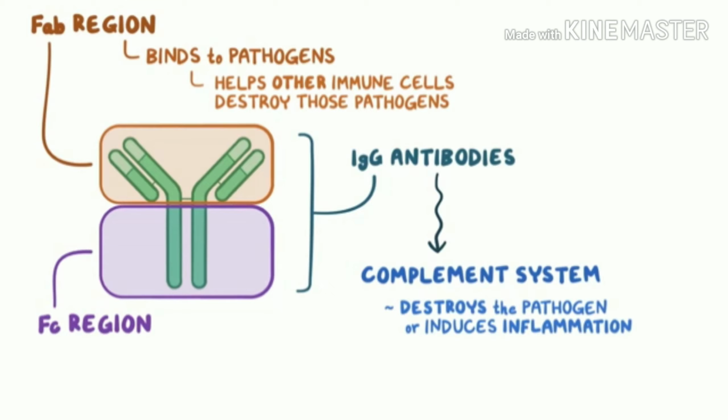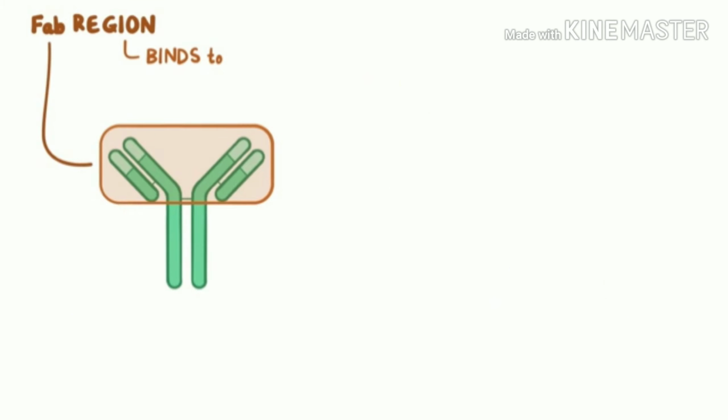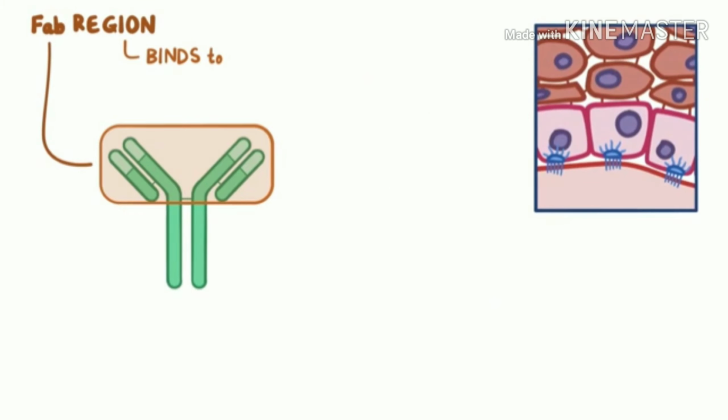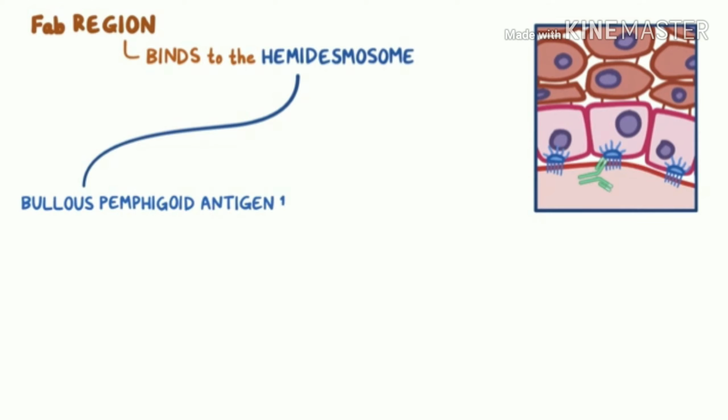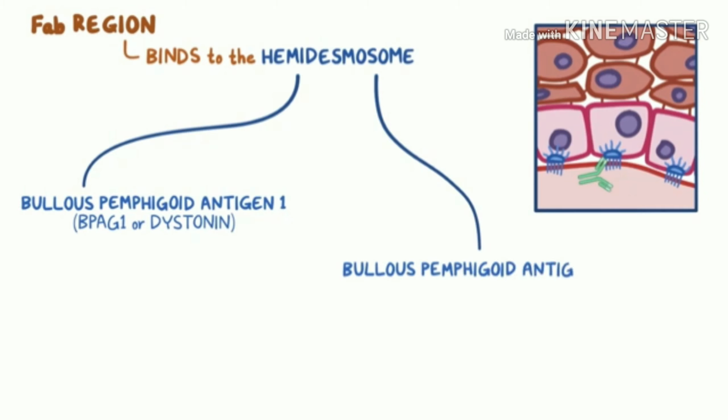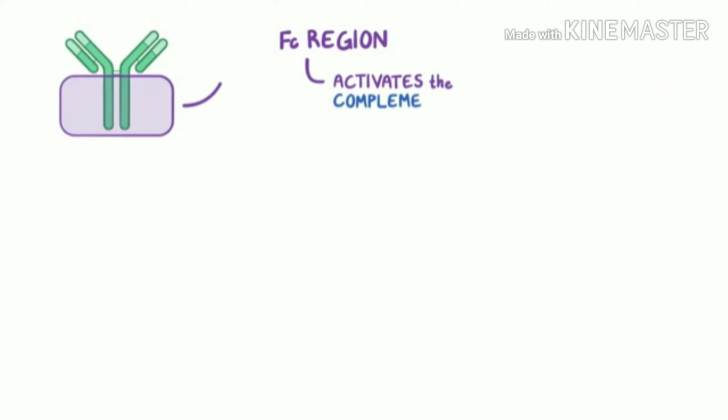The antibodies can also activate a part of the immune system called the complement system, which destroys the pathogen or induces inflammation. In Bullous Pemphigoid, the Fab region of IgG antibodies binds to proteins that make up the hemidesmosome. One of the proteins is called Bullous Pemphigoid antigen 1, or BPAG1, which is also called dystonin, and another protein is called Bullous Pemphigoid antigen 2, or BPAG2, which is also called BP180, or type 17 collagen. So lots of names for the same thing. The FC region activates the complement system.